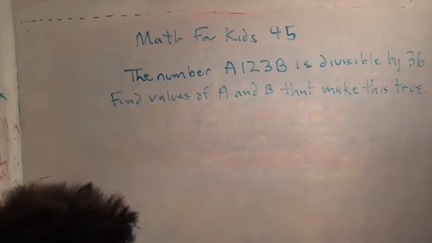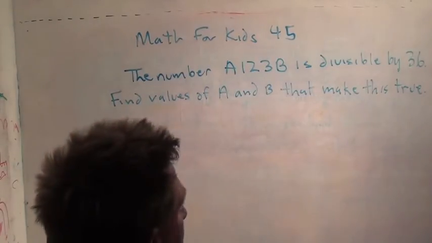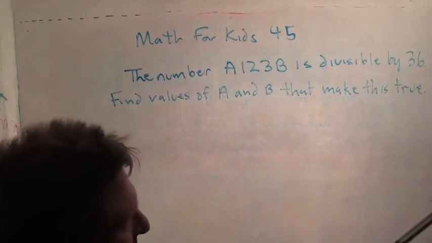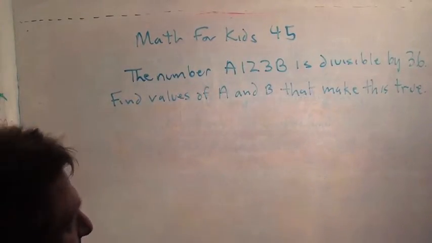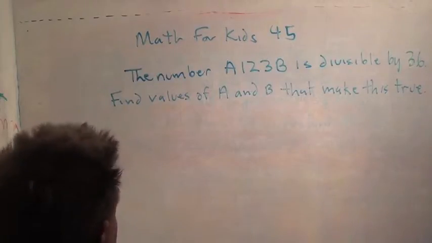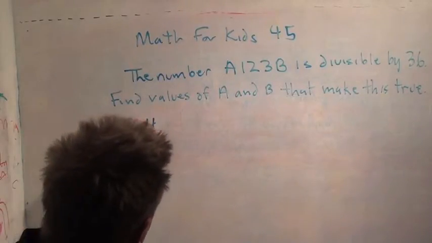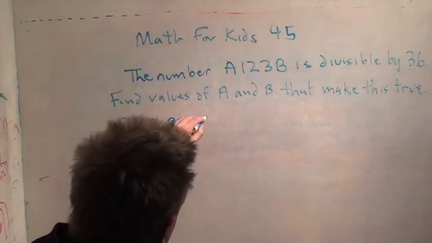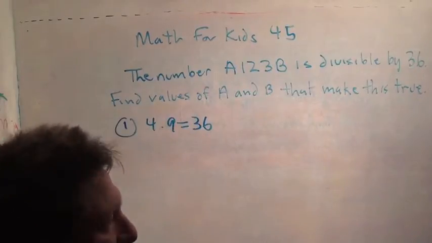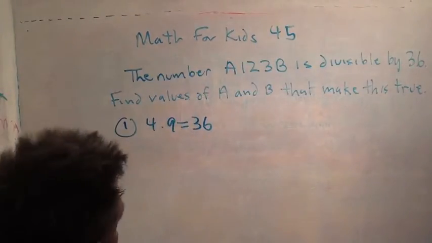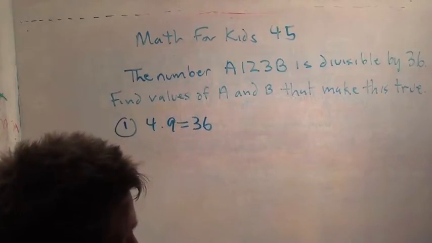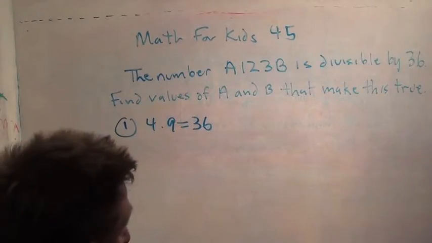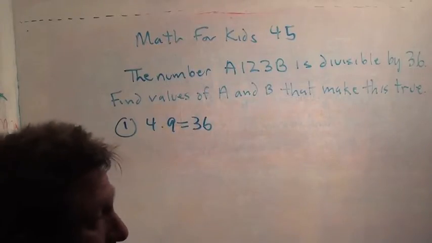Okay, so let's talk about what you do here. We don't know a divisibility rule for 36, but what do we know? We know that 4 times 9 equals 36. Okay, step 1. 4 times 9 equals 36. And what's special about 4 and 9 for this problem? Well, we know the divisibility rules for 4 and 9.